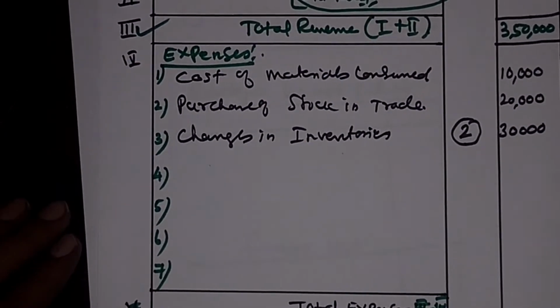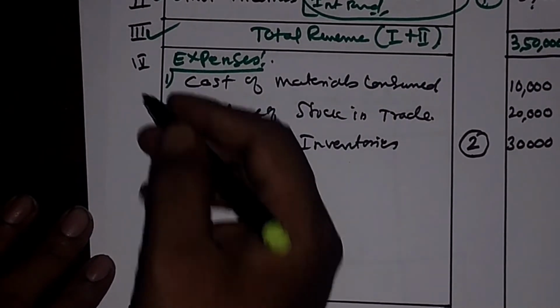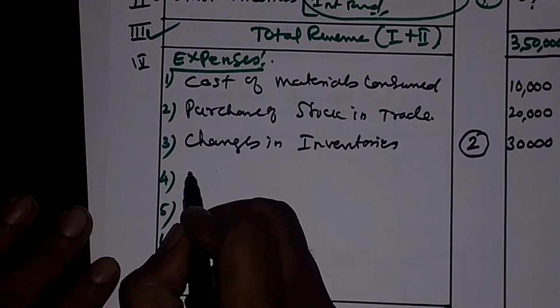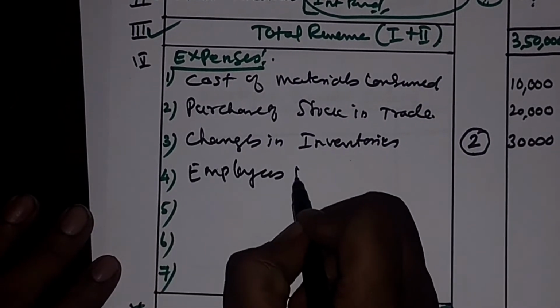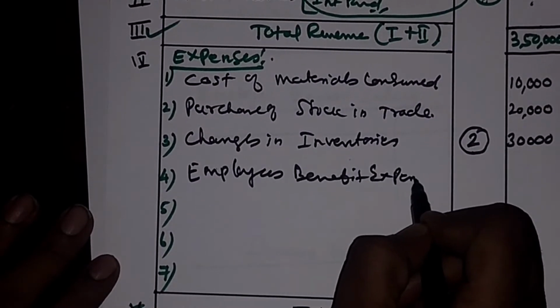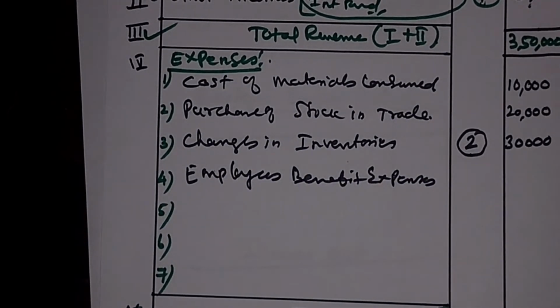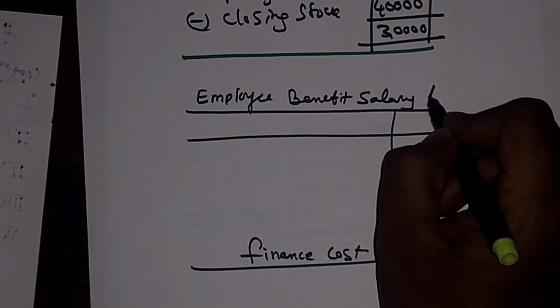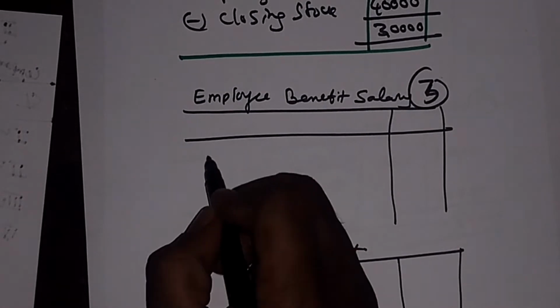Next, coming to the fourth one under Roman number 4, point number 3: employee benefit expenses. What is this employee benefit expenses? Once again I'll show it in the note. You see that note number 3. What are the benefits of employees?